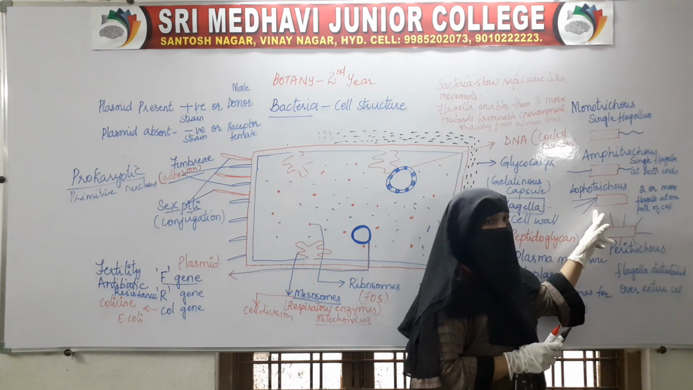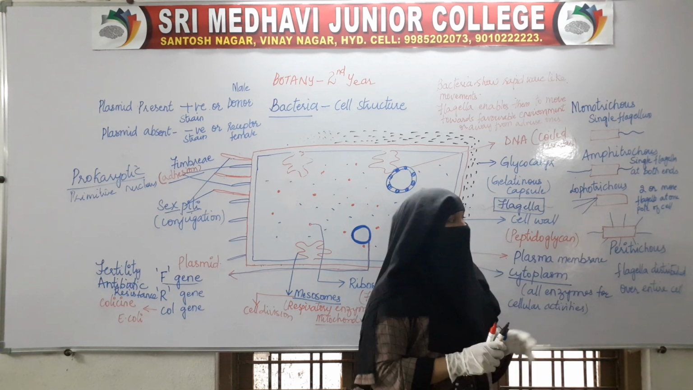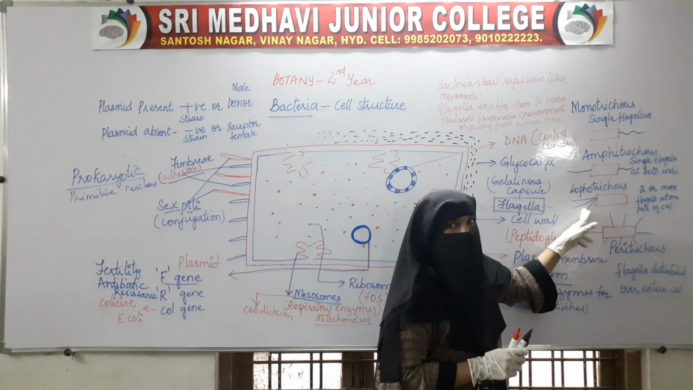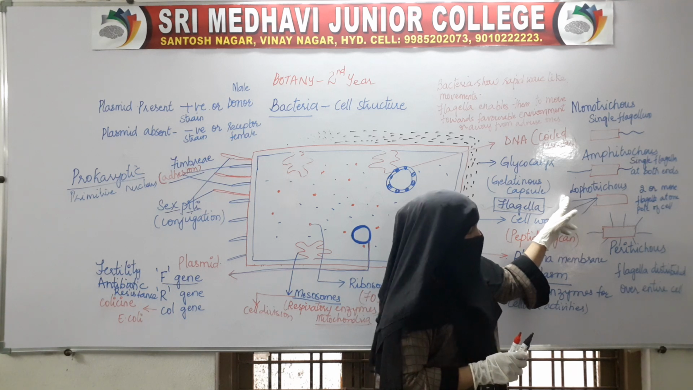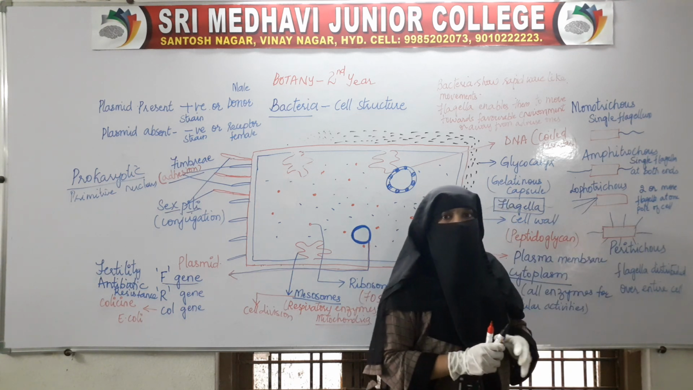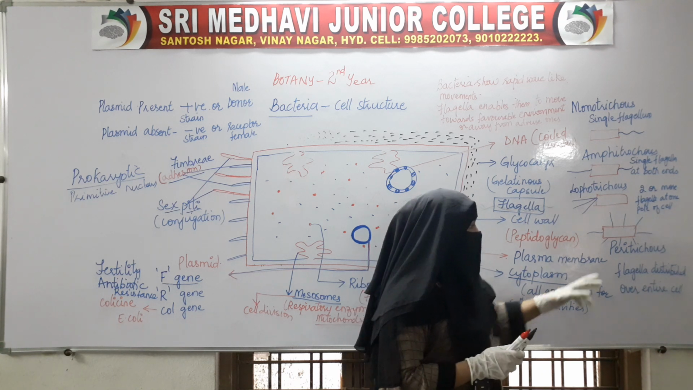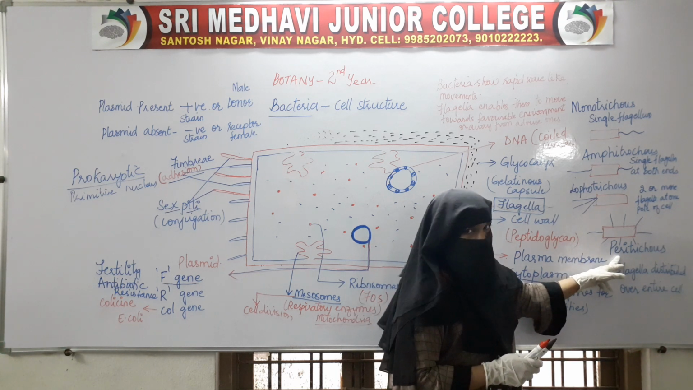If more than two flagella are present at only one end, then that is called what? Lophotrichous. And if the flagella are present all over the bacterial cell, then it is said to be peritrichous flagella.